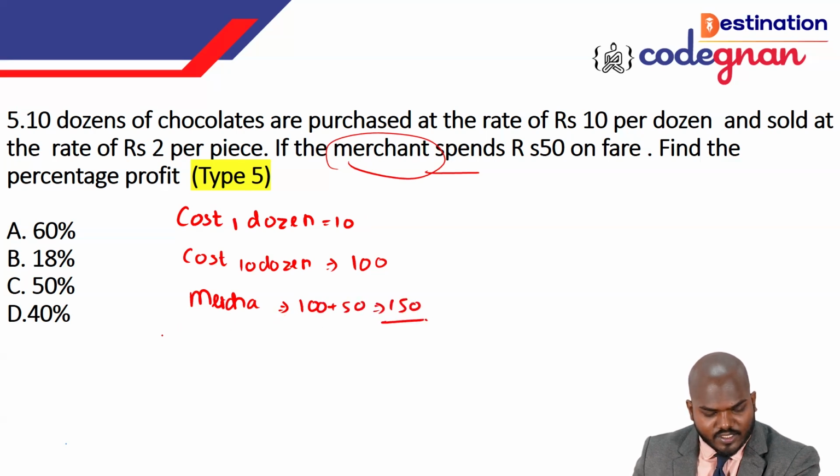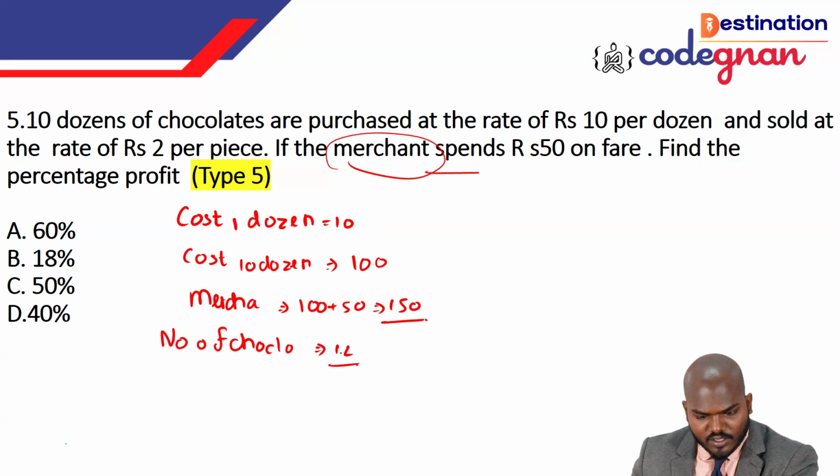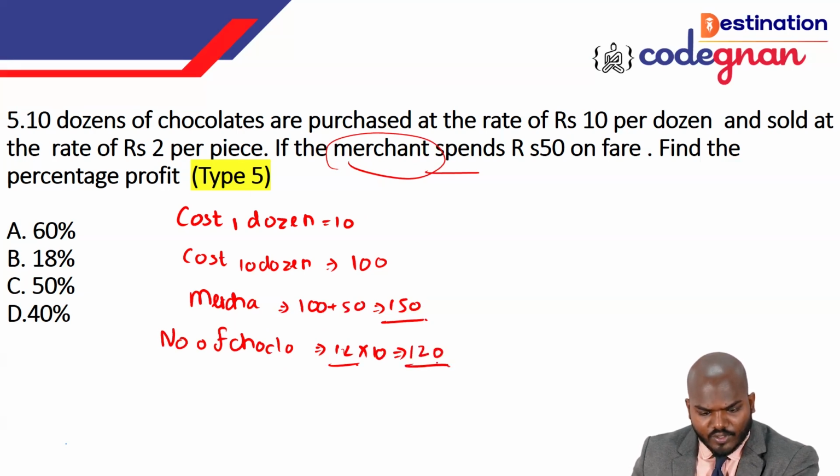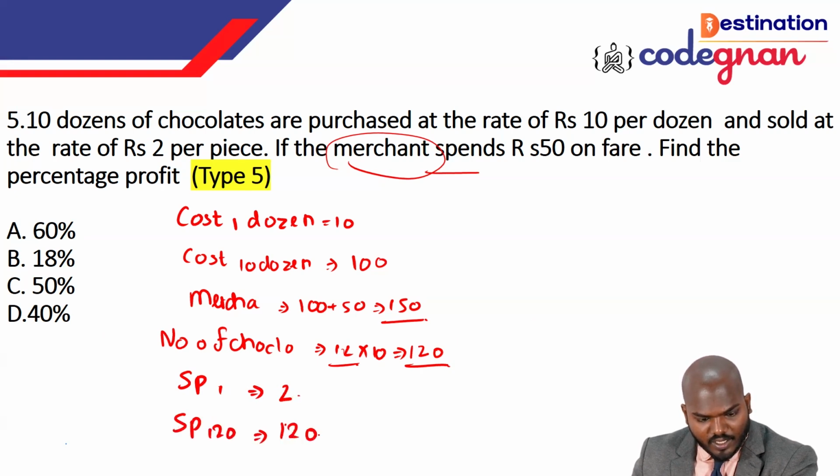Okay, so the number of chocolates in one dozen is 12 pieces. Each dozen he bought for 10 rupees. So the number of chocolates in 10 dozen, we can call it 120 chocolates. The selling price of one chocolate is 2 rupees. So the selling price of 120 chocolates is 120 times 2, that is 240.